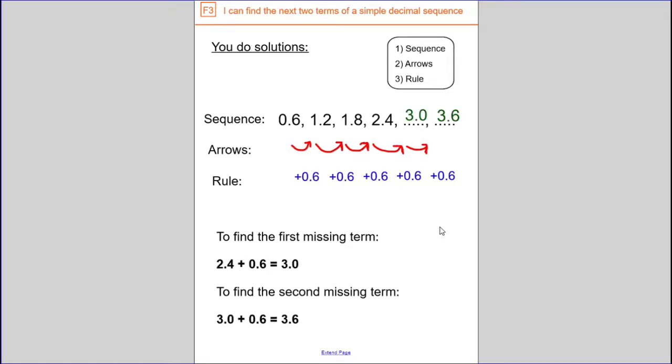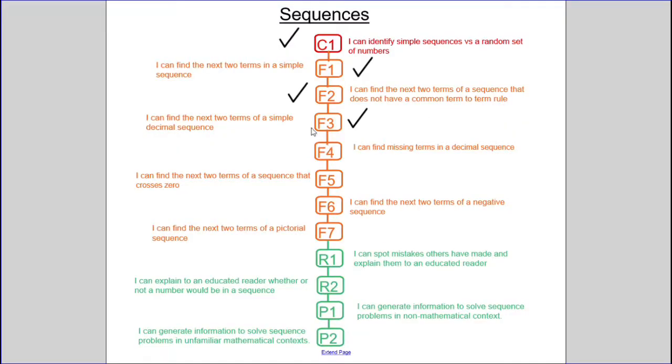Here's the solutions. Make sure that you self-assess your work. Particularly bear in mind that you should have got 0.6 as your term-to-term rule and not 0.06. It would have been 0.06 if you had 0.66 as your second term, but that is not the case. That's the end of F3, and we are now ready to move on to F4.